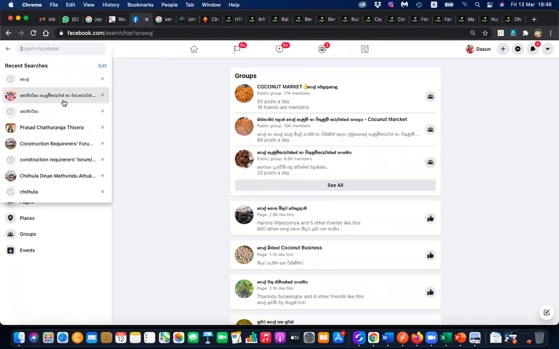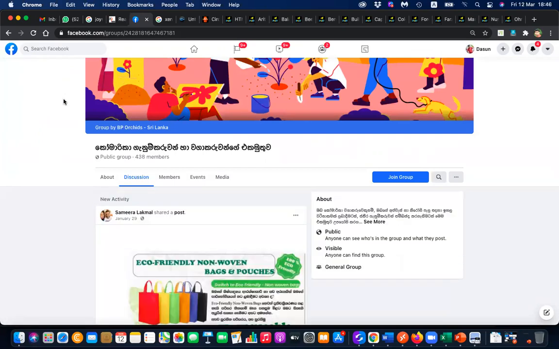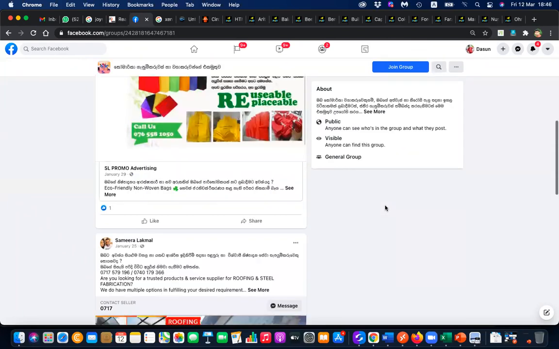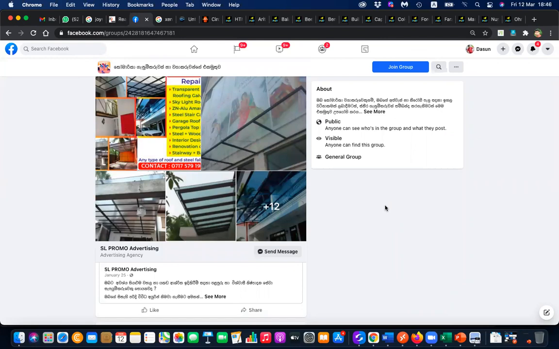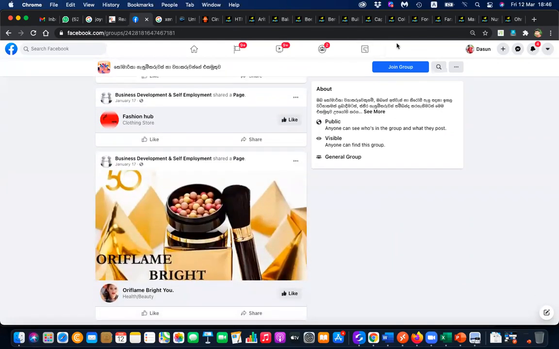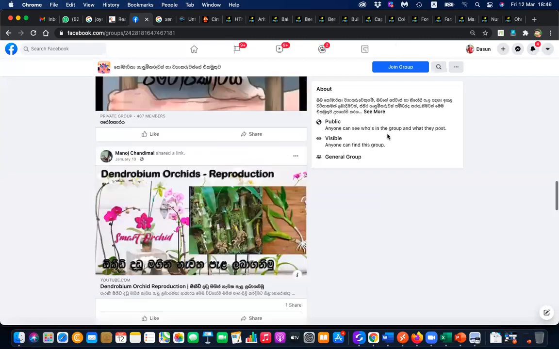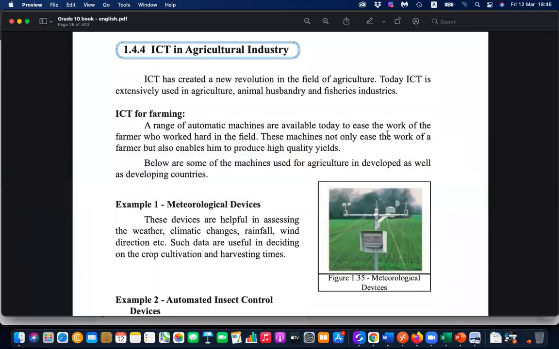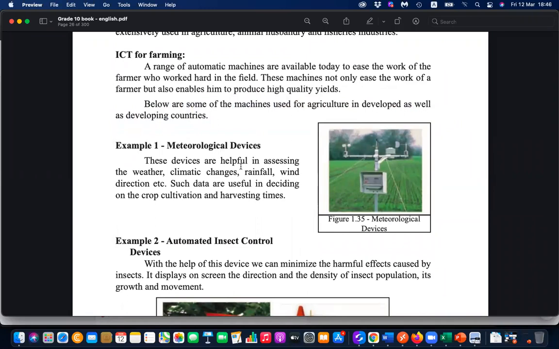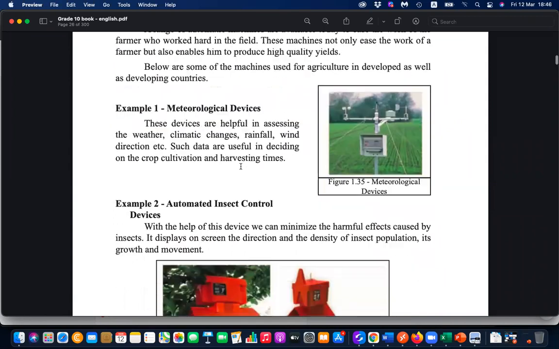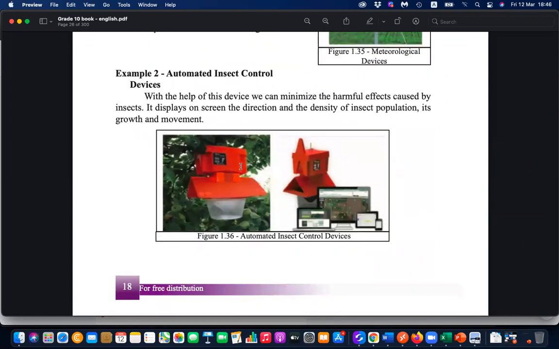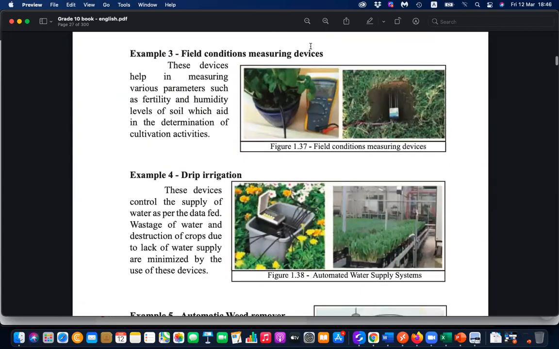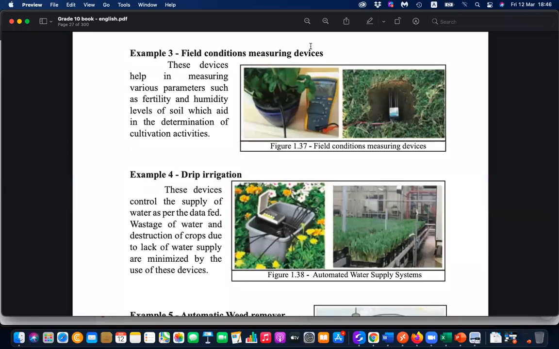So if you search another term like komarika, or even rice, nowadays farmers have Facebook groups and use social media to interact and learn about techniques and the market, to learn about exports, imports, buying and selling. So there are groups. Social networking for farming, and meteorological devices to measure humidity, climate changes, rainfall and all, to monitor insect control systems, automated field condition measuring devices and automated drip irrigation systems.